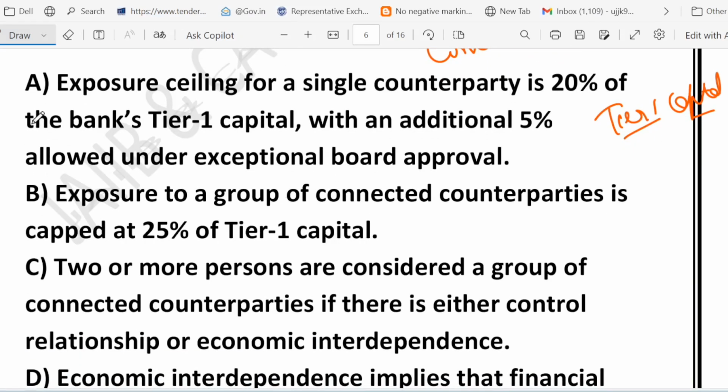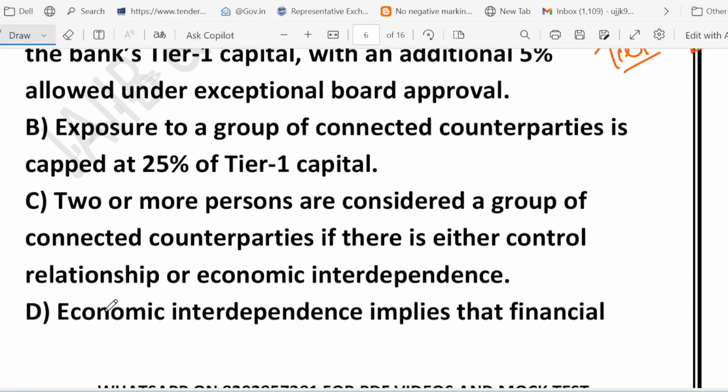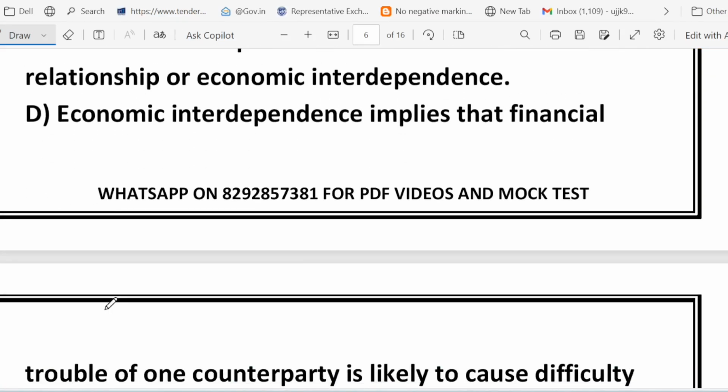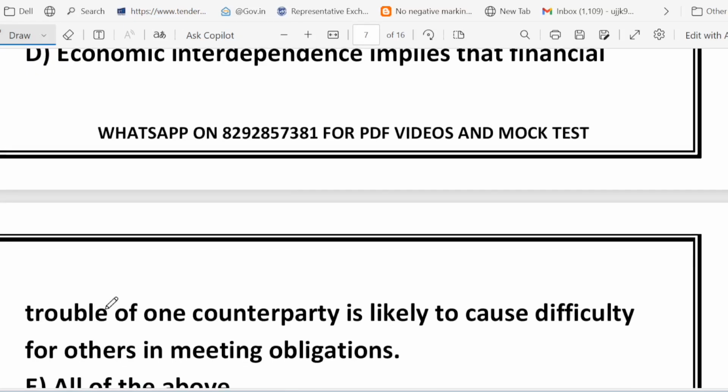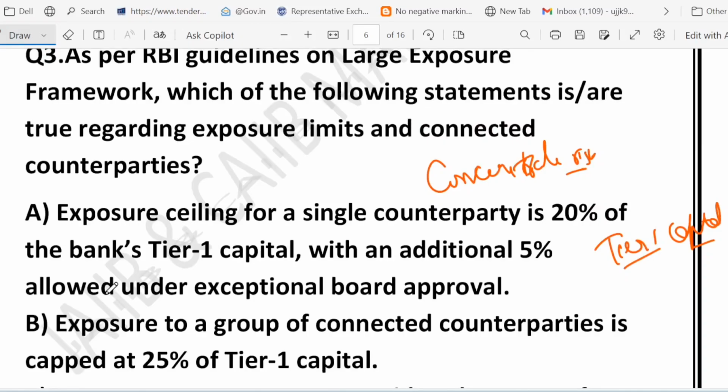So options are given like, A: exposure ceiling for a single counterparty is 20% of the bank's tier 1 capital with an additional 5% allowed. B says that exposure to a group of connected counterparties is capped at 25% of tier 1 capital. C says that two or more persons are considered a group of connected counterparties if there is a control relationship. D says that economic interdependency implies that financial trouble of one counterparty is likely to cause difficulty for the other in meeting obligations. And E says all of the above. So, a very important conceptual question.